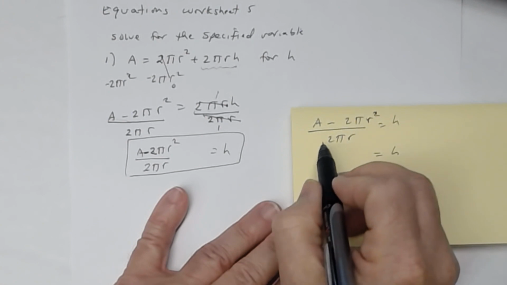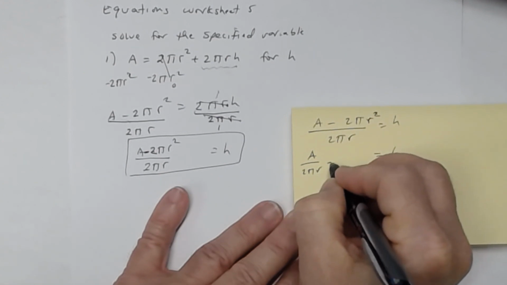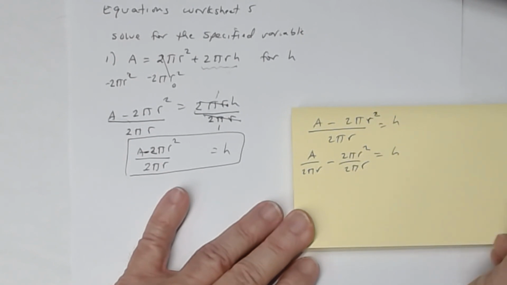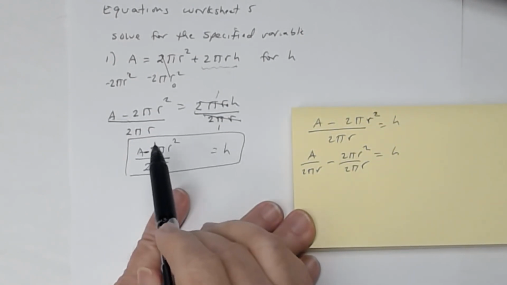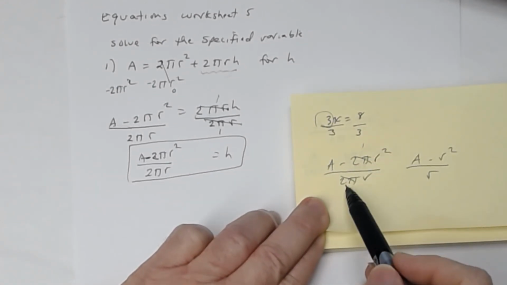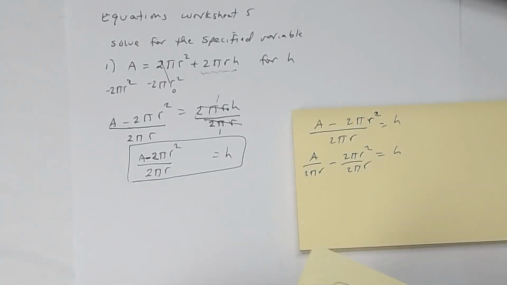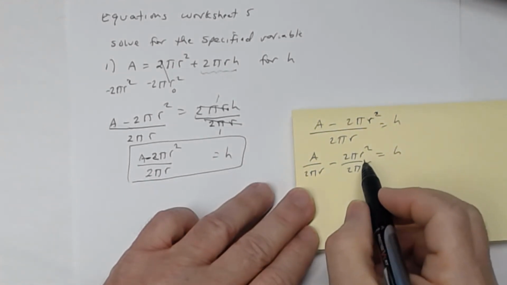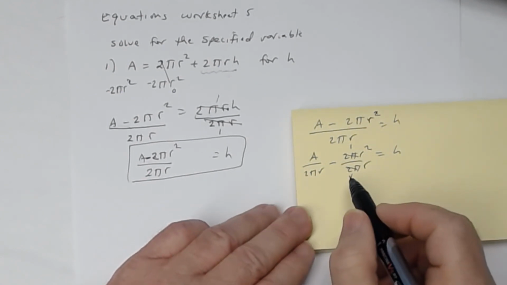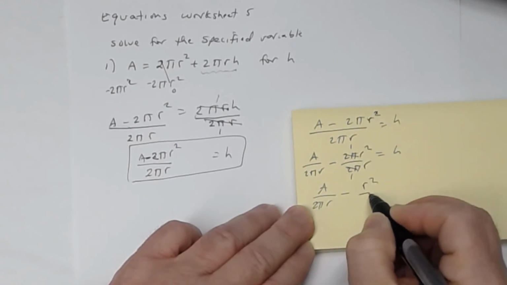So I have two terms being divided by this monomial. You have to rewrite this as a divided by 2 pi r minus 2 pi r squared divided by 2 pi r. And remember our discussion we had a while ago. If you just cancel these out like I did, you're forgetting that a is also being divided by 2 pi r. Now if you go further, you'll see I can divide these two pi's, which you can, and then I get a divided by 2 pi r minus r squared divided by r equals h.